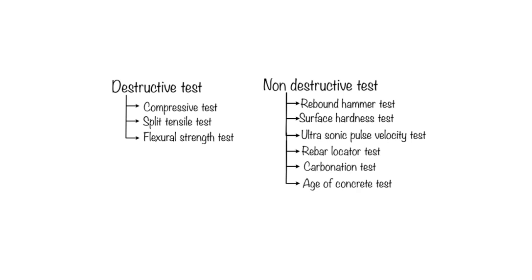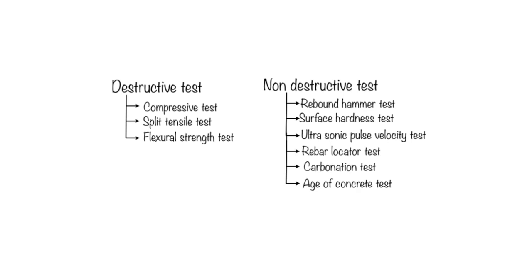Here we have two types of tests. One is destructive test, another one is a non-destructive test. Under destructive tests we have compressive strength test, split tensile test, flexural strength test. For non-destructive testing, we have rebound hammer test, surface hardness test, ultrasonic pulse velocity test, rebar locator test, carbonation test, and age of concrete test.